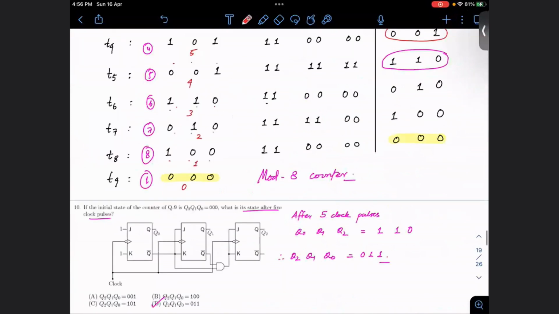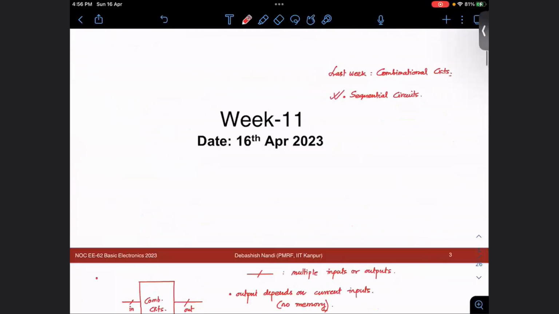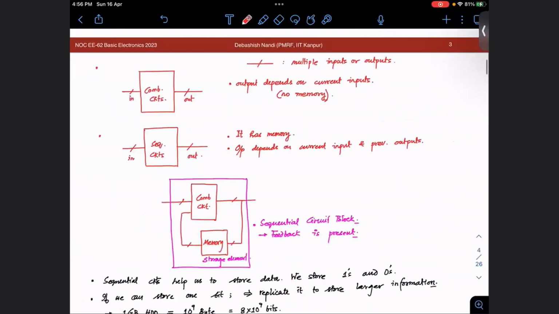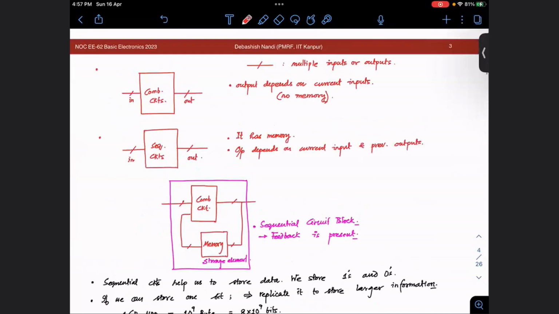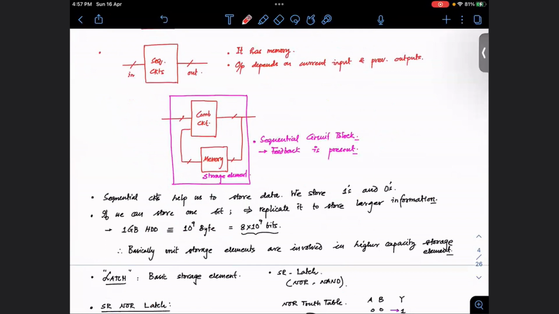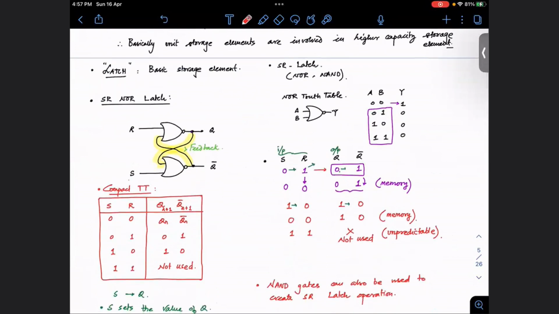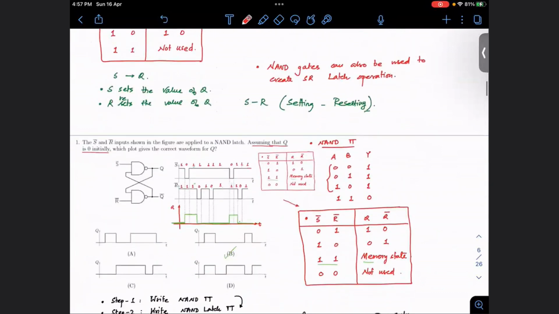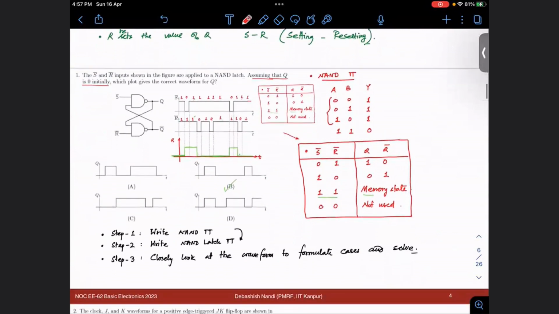So let me just again revisit what we have discussed today. We have discussed what sequential circuits are, and what the difference is with a combinational circuit, because it has a memory in the feedback path. The basic building block of any sequential circuit is a latch. So we have discussed the SR NOR latch in detail, and then we also started our problem solving session with a NAND latch problem.